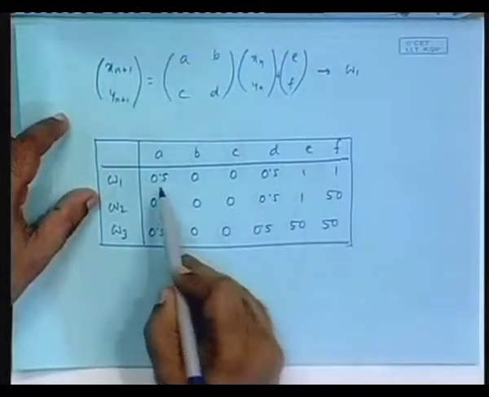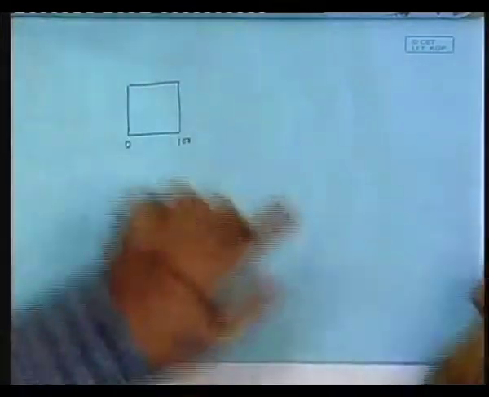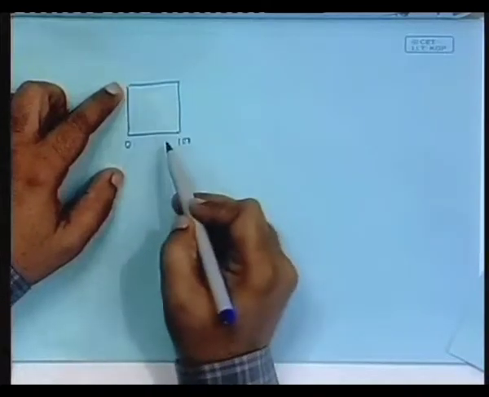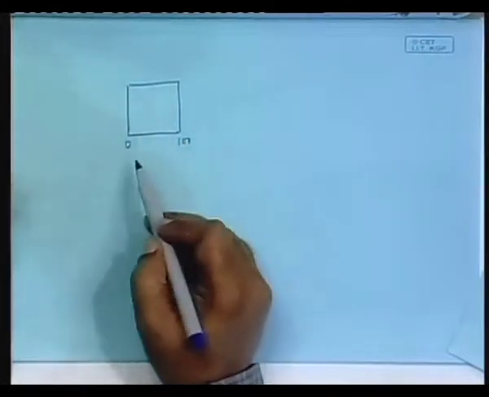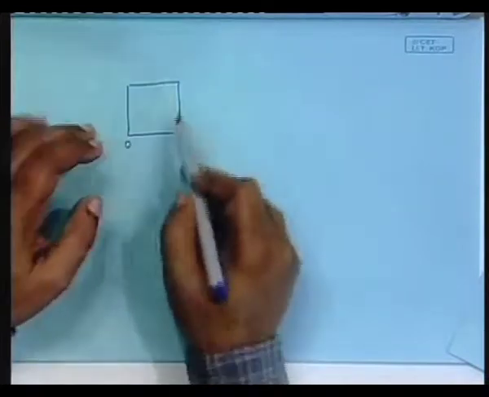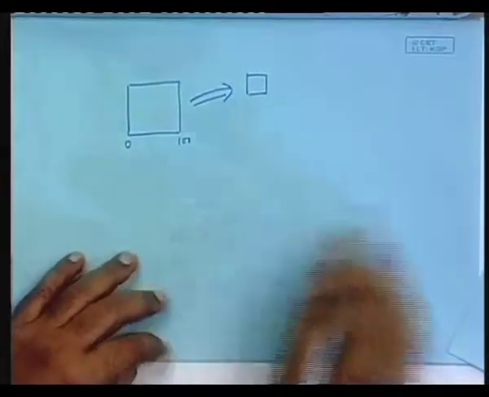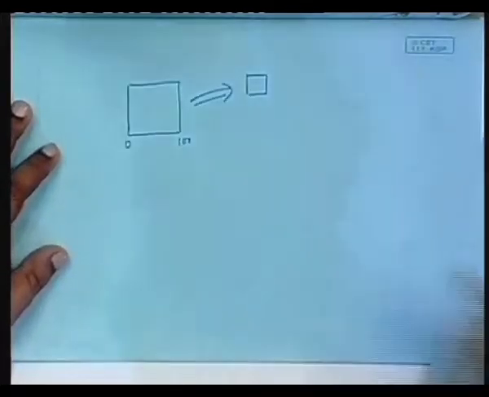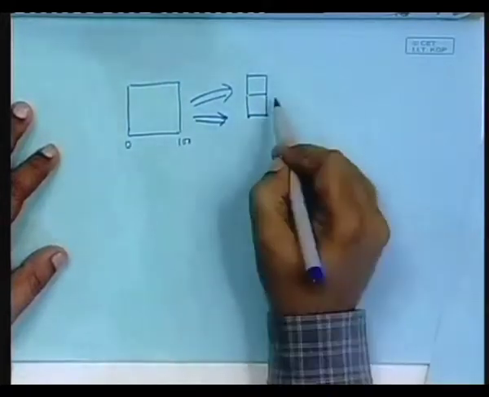Then take the first one, W1, which means A has 0.5, B has 0, and so on and so forth. Apply this to all the points of this square. All the points means you immediately run into the question, how many points? As many as the number of pixels in the square. So, it will go somewhere. Now, take the next one, do the same process, it will go somewhere else. Take the third one, it will go somewhere else.